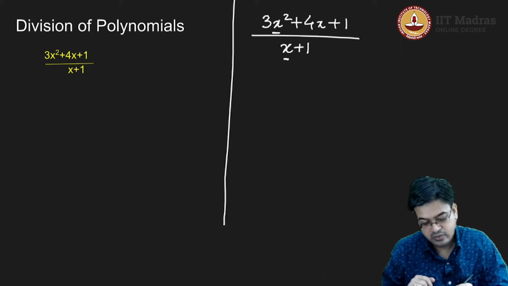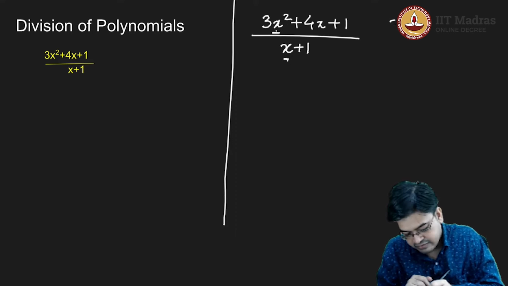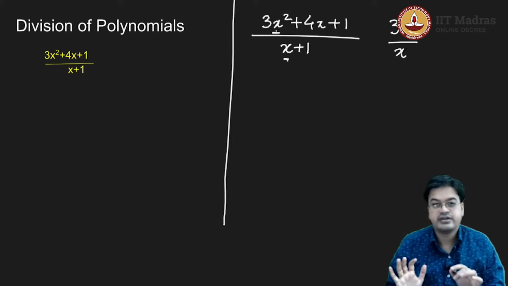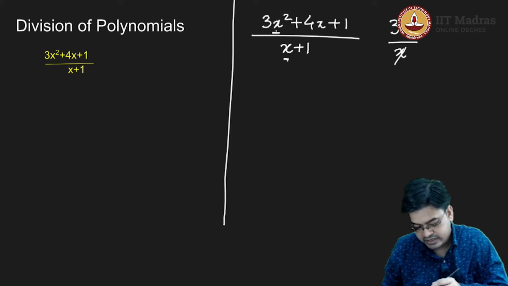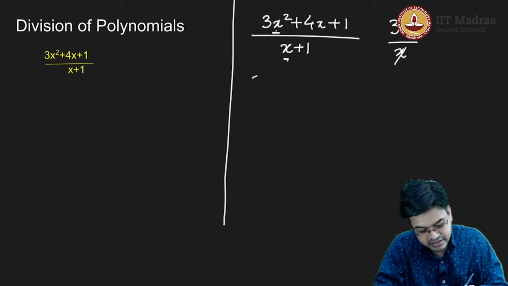Now how will I be able to get rid of the denominator, at least for some terms? In that quest, I will simply take the first term over here and the first term over here, and like with monomials, I will see what 3x square upon x is. This I can do very easily because both are monomials. So x vanishes with this square and I am left with 3x. The next thing that I will do is consider 3x into x plus 1.